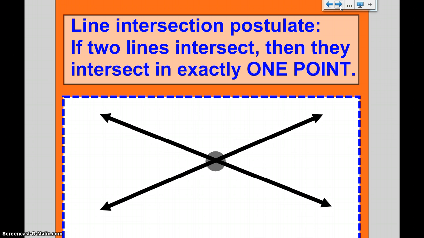Our second postulate, going to the right in your handout, is line intersection postulate. If there are 2 lines that intersect, then they intersect at exactly 1 point. Also, make sure you copy this down, fill in those lines in your handout, as well as draw the picture.